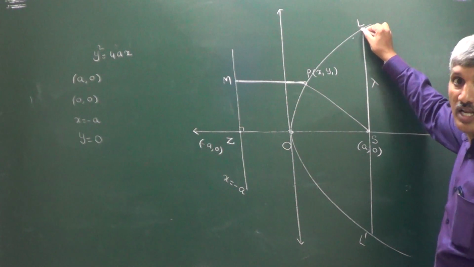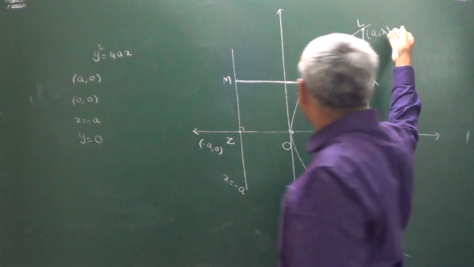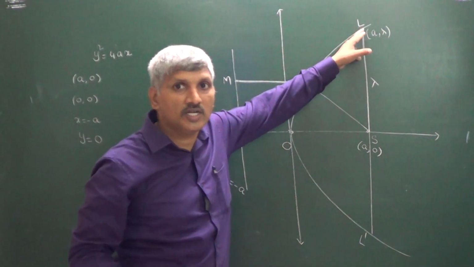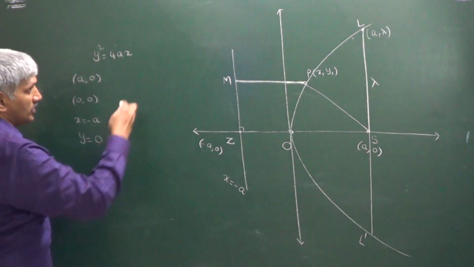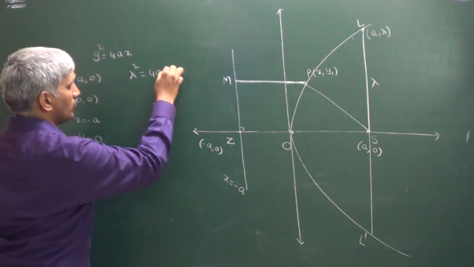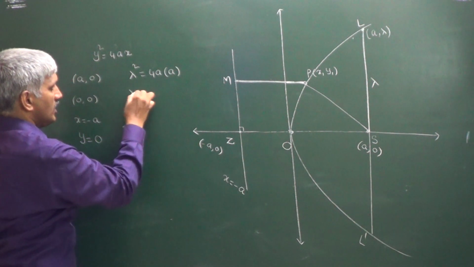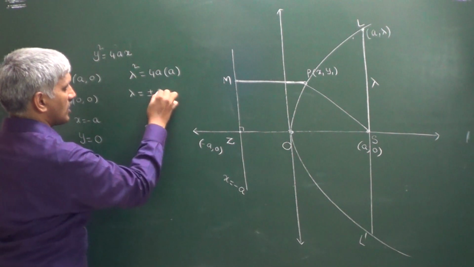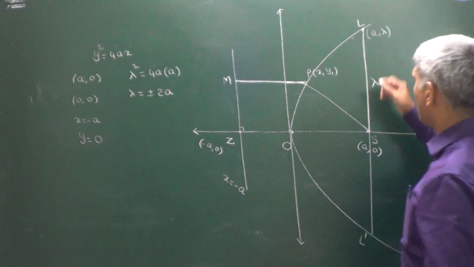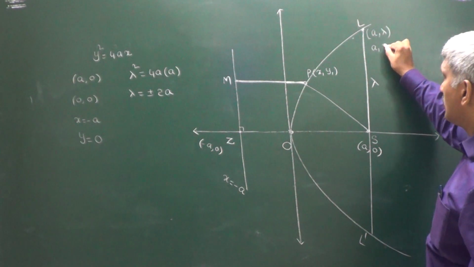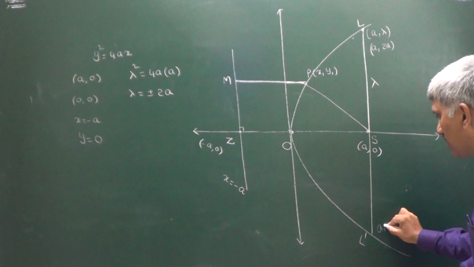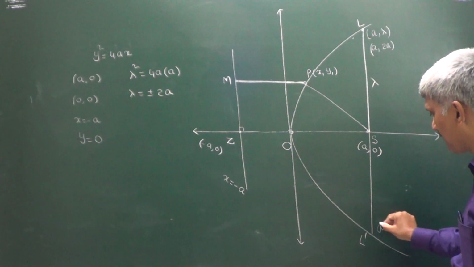Clearly the point L lies on the parabola. So substitute that point in the parabola equation. Then what will we get? Lambda square is equal to 4a into a. Therefore, we are getting lambda is equal to plus or minus 2a. That's why this point is a comma 2a, and the other point becomes a comma minus 2a.